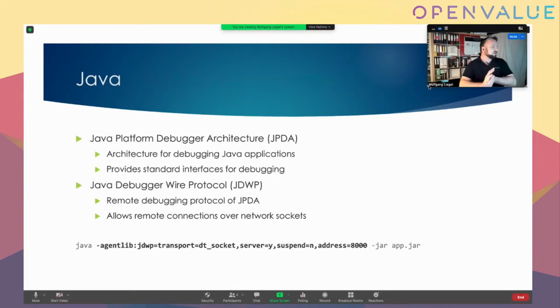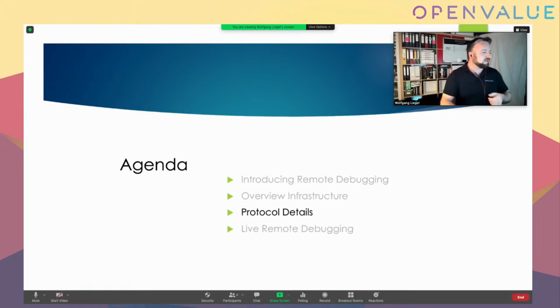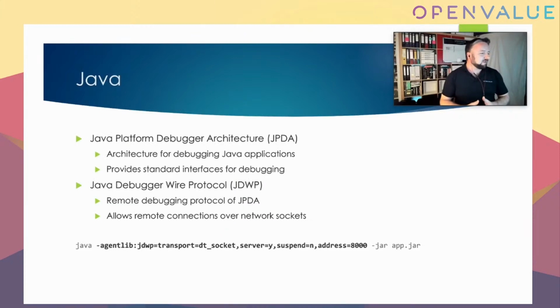Okay, so let's talk a little bit about the protocol details. For debugging, I'm using the Java Platform Debugger Architecture, JPDA. This is an architecture for debugging Java applications. It provides standard interfaces for debugging, and this has been around for years. Part of the JPDA is the Java Debug Wire Protocol, which is a protocol for remote debugging, and it allows remote connections over network sockets.